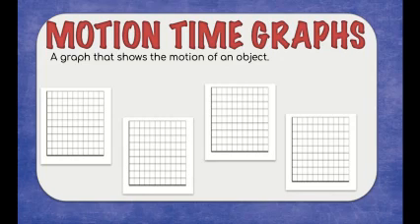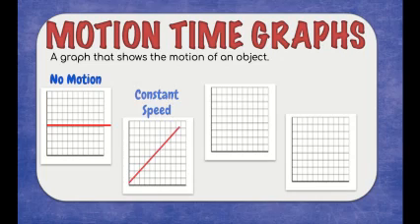So the first graph that I want to see in your notebook would be no motion. That's just a plain old straight line. The next one is constant speed. So something's moving at a steady speed. It continues, and it doesn't stop. That's constant speed. The very next one is acceleration.